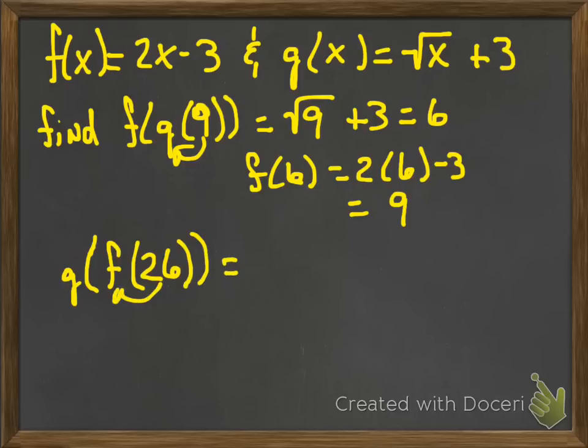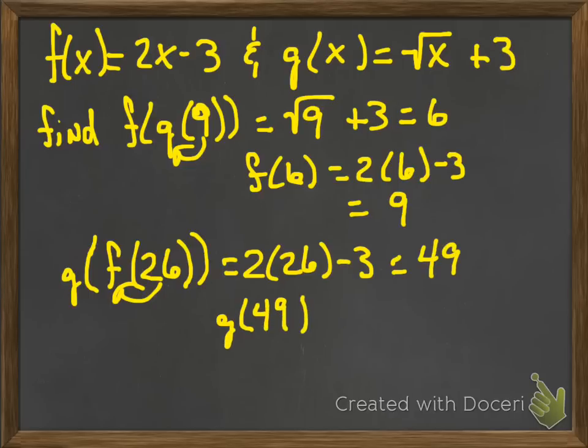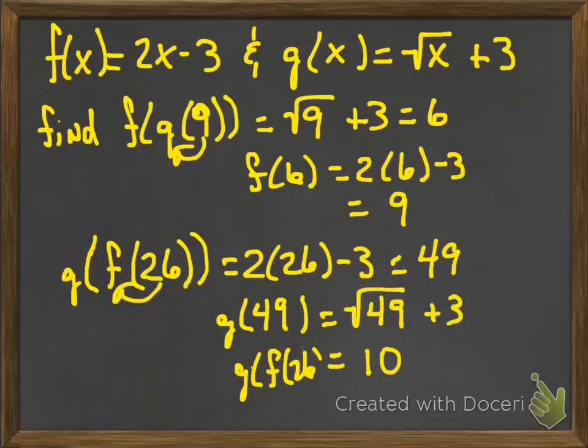The next one, let's try this. Put the 26 in place of the x for the f. So that would give me 2 times 26, which is 52, minus 3 is 49. And then I'm going to put 49 into the g of x. So the square root of 49 is 7, plus 3 is 10. So you can see here, this shouldn't be all that difficult. It's just a matter of plugging them in the right way, doing some simple calculations, and you should have it.